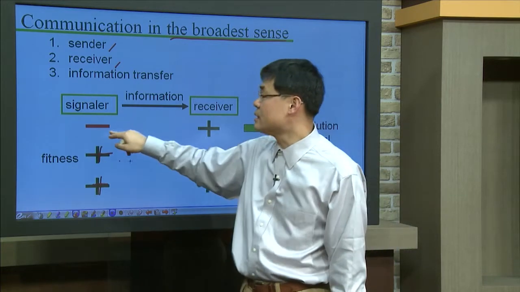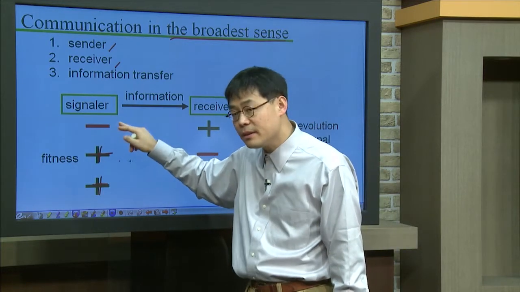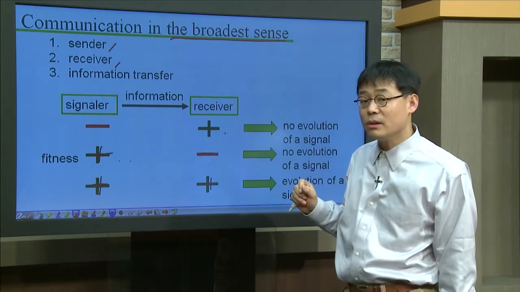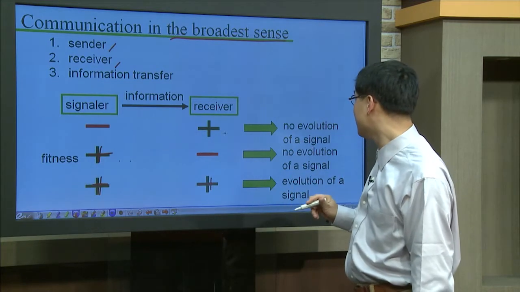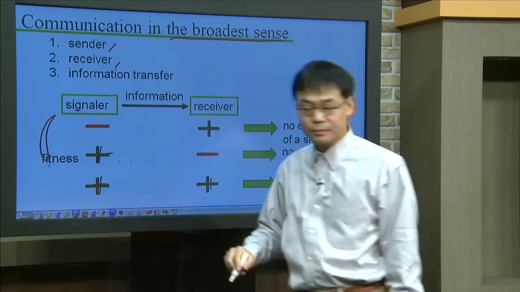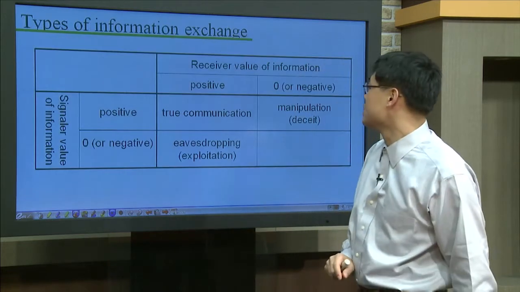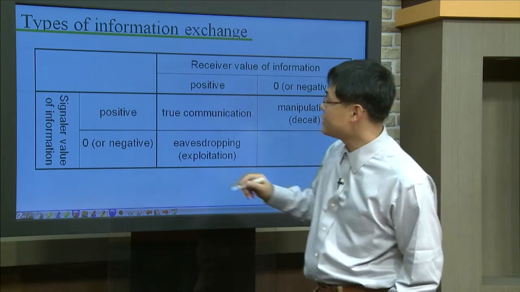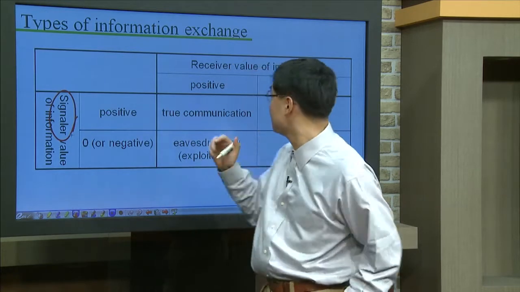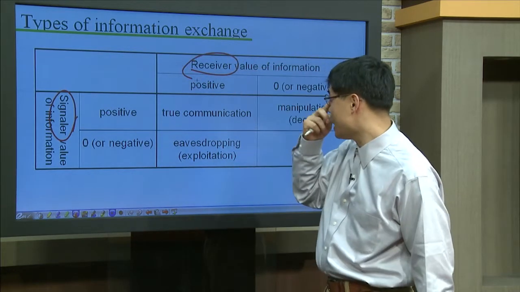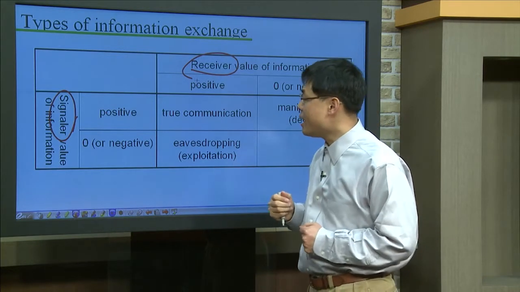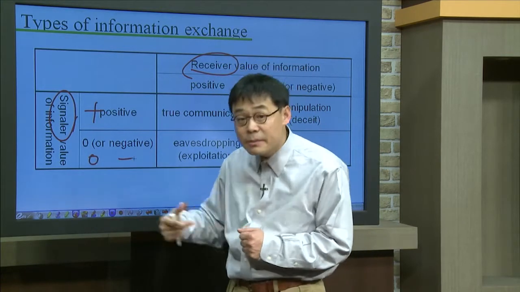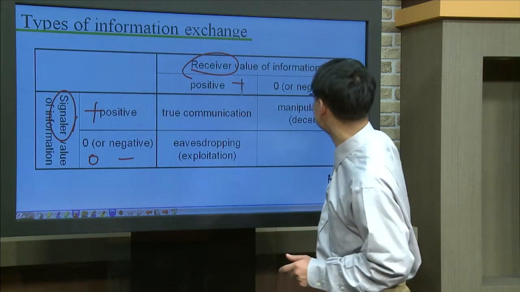Same as here, if the signaler lowered their fitness but the receiver increased their fitness, in this scenario again, the signals cannot be maintained for a long time. There's no evolution of the signal in these two scenarios. So let's have a table summarizing all of these. Here's the sender, the signaler giving the signals, and here's the receiver that receives the information. It could be positive or zero or negative in terms of the value of the information or the fitness. Same as here, zero or negative.